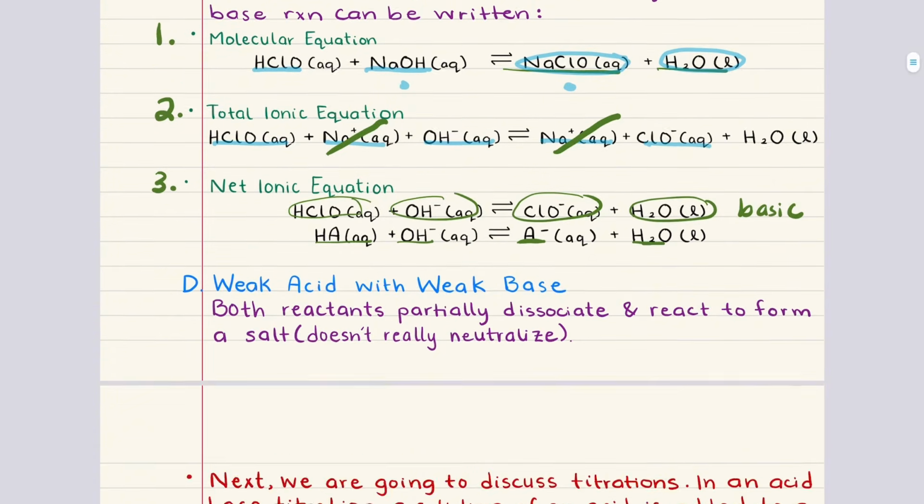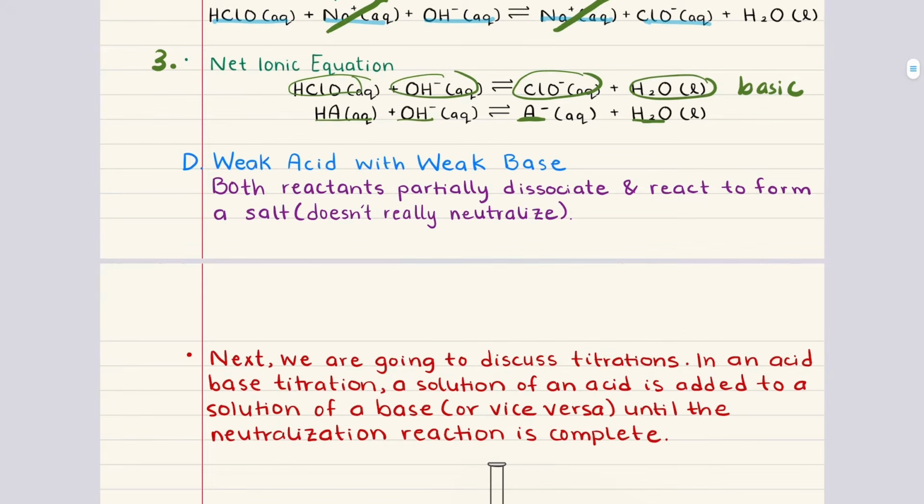The last case is a weak acid with a weak base. Here, neither partner is expanded in the total ionic equation because they're both weak. And there's going to be no strong spectator ions to cancel. And because both are weak, this reaction is very much reversible, and the position of equilibrium depends on the relative strengths of the weak acid and the weak base.